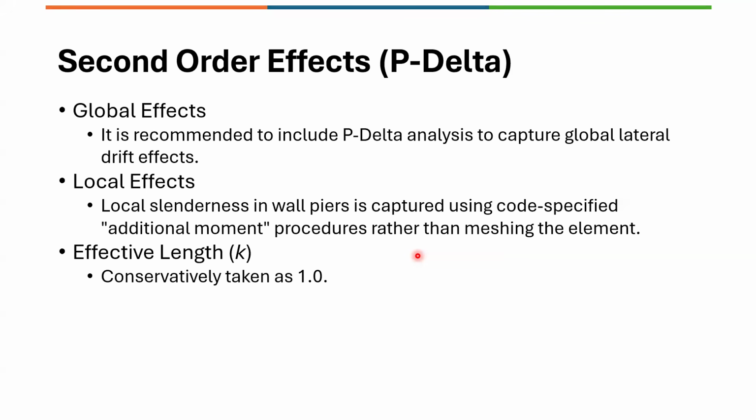So the program conservatively takes the effective length factor as 1. When shear walls are there, then most likely the piers are going to be designed on this assumption. And anyway, we are recommending the P delta analysis, so those sway effects are already captured. So conservatively, the effective length factor K is set to 1 for the design purposes.